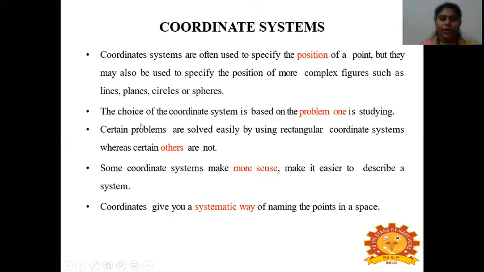The choice of the coordinate system depends upon the person who is solving the problem. Certain problems are solved easily by using a rectangular coordinate system, whereas certain others are not much easier when compared to a rectangular coordinate system. So that is the basic idea. It will be much easier to solve complex problems. Some coordinate systems make more sense and make it easier to describe a system. Coordinate systems give you a systematic way of naming a point in space.